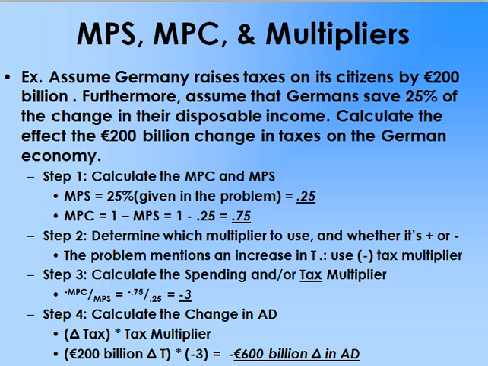For step 2, we determine which multiplier to use, whether it's positive or negative. The problem says that we have an increase in taxes, so we're going to use the negative tax multiplier. So we calculate this tax multiplier. It's negative MPC divided by MPS, so it's negative 0.75 divided by 0.25, and that gives us negative 3. So now we're going to calculate the change in aggregate demand. We have the change in tax, which is 200 billion euros, times the tax multiplier, which is negative 3, and that gives us a negative 600 billion change in aggregate demand, which means our aggregate demand curve will shift to the left.